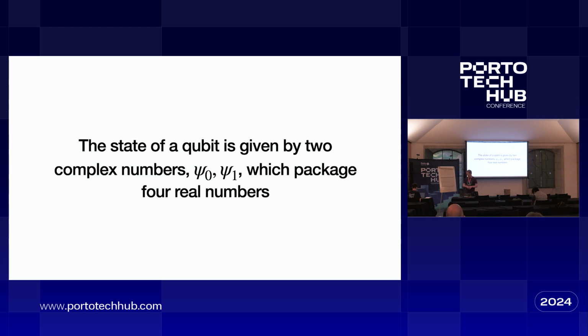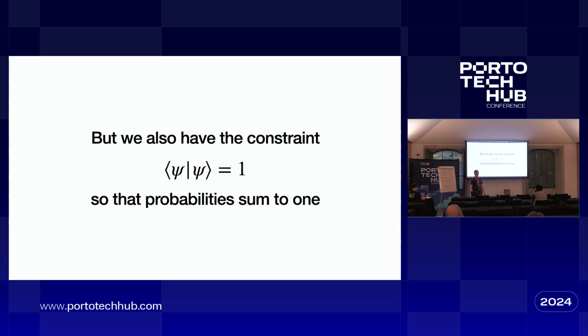So, a state of a qubit is given by two complex numbers, remember. Okay? Two complex coefficients capture the state of a qubit. Saying the same thing over and over again. But we also have a constraint that the state must be normalized, okay? So we have that constraint. Remember, each of these has two real numbers in it? Yes.